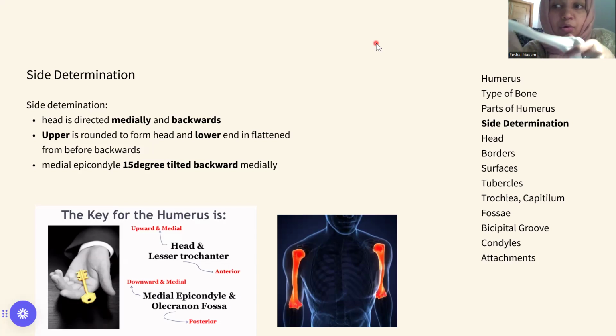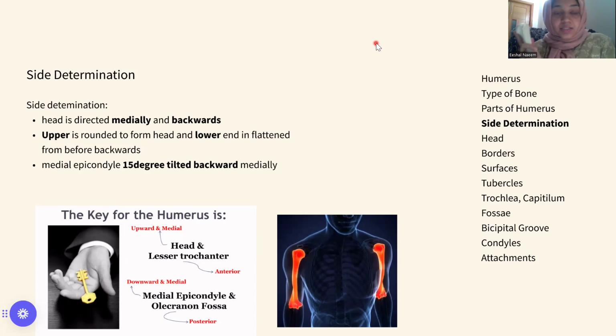So how to know which side of the body this bone belongs to? First of all, I will see the bone. I will see which side the fossa belongs to. So the fossa is on this side. I'll say, oh, so this is the posterior side. I can also say, where is the head pointing to? So the head is directed medially and backwards. So I know that this is the medial side.